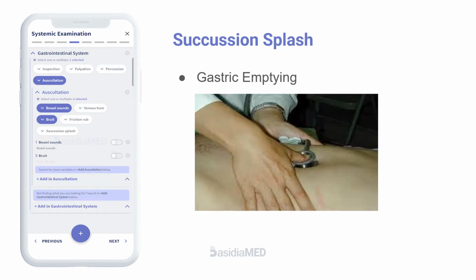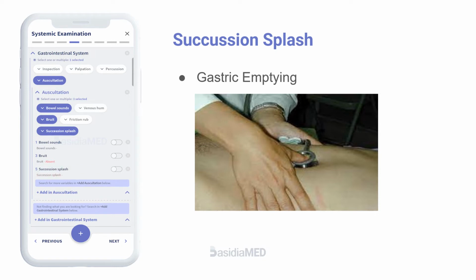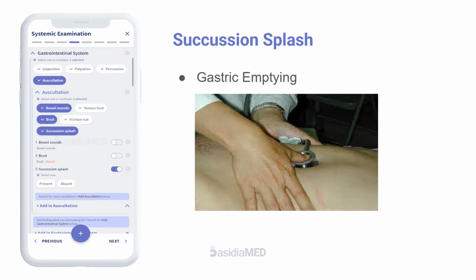If there is a clinical suspicion of delayed gastric emptying, a maneuver that is sometimes uncomfortable for the patient may be performed. The examiner should place the stethoscope on the abdomen and hold the patient at the hips and shake him from side to side. If splashing sounds, called the Succussion Splash, are audible, the test is positive.